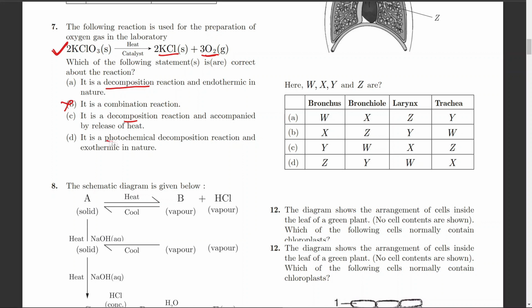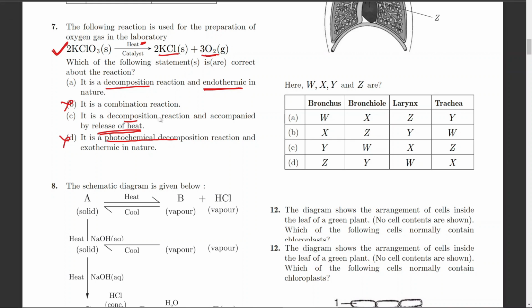Now, what is photochemical decomposition reaction? It is the one in which we use light for the decomposition reaction. But here we are not using light, but we are using heat. So option B and option D are absolutely wrong. Now coming to option A and option C. Now, the decomposition reaction and endothermic is given in option A. Decomposition and release of heat is given in option C, right?